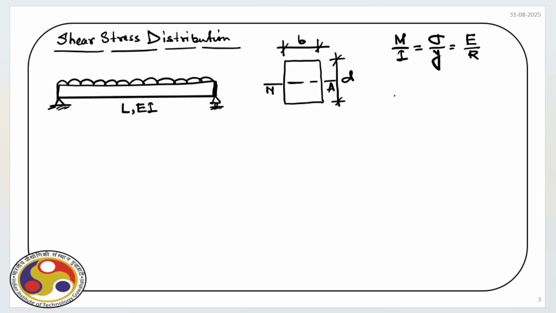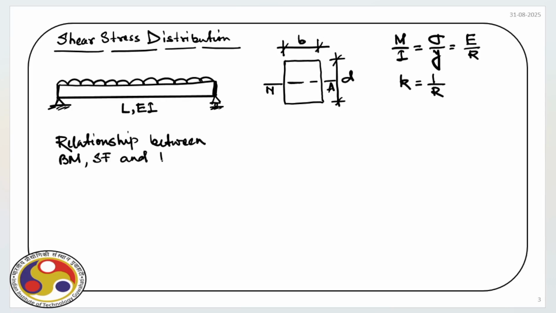Okay. Now, what is the curvature? If you recall, curvature is equal to 1 by radius of curvature, right? Okay. Now, before we go into the details of how this shear stress is distributed over this rectangular cross section, let us quickly revisit the bending of beam and let us first find out the relationship between bending moment, shear force, and the load applied.